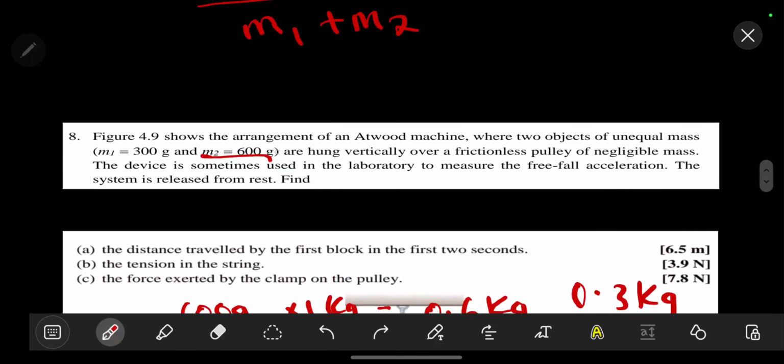Shows the arrangement of an Atwood machine where two masses of an equal mass are hung vertically over a frictionless pulley of negligible mass. The device sometimes is used to measure free fall.